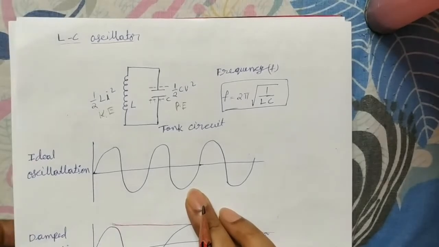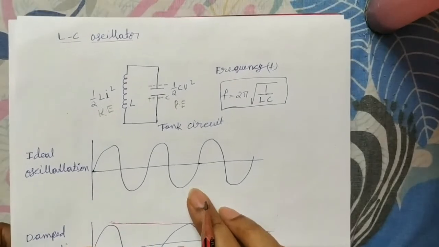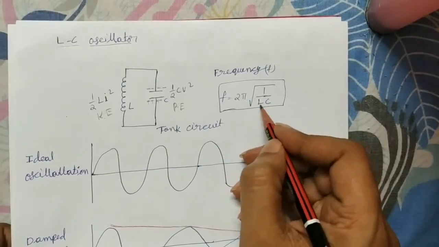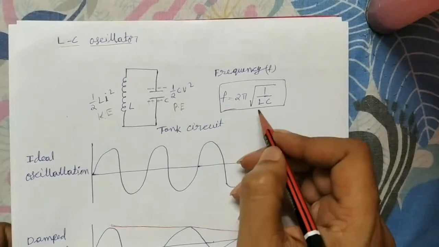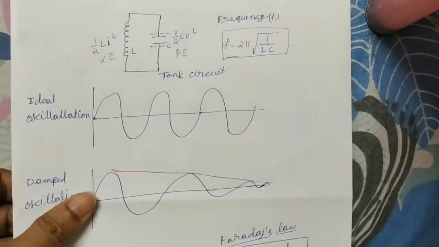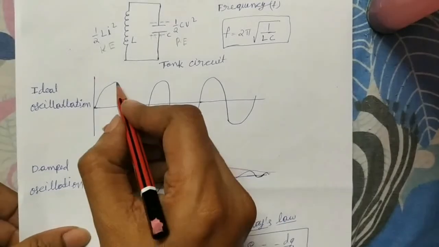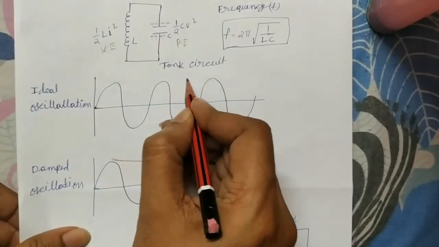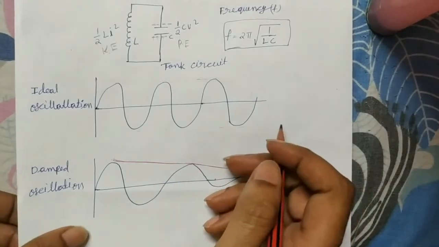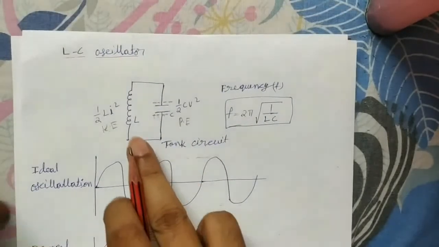For an ideal LC oscillator, the frequency of oscillation is 1 by 2 pi square root of L C. This expression we get in AC circuits. Ideally the oscillation looks like this. This is ideal oscillation. The amplitude never decreases, it always gives the same amplitude, and energy is not lost.